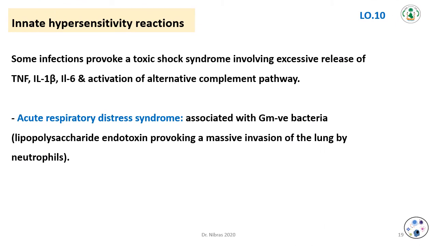Innate hypersensitivity reaction. Some infections provoke a toxic shock syndrome involving excessive release of tumor necrosis factor, interleukin-1 beta, interleukin-6, and activation of the alternative complement pathway. Also, acute respiratory distress syndrome is associated with gram-negative bacteria lipopolysaccharide endotoxin, provoking a massive invasion of the lung by neutrophils.